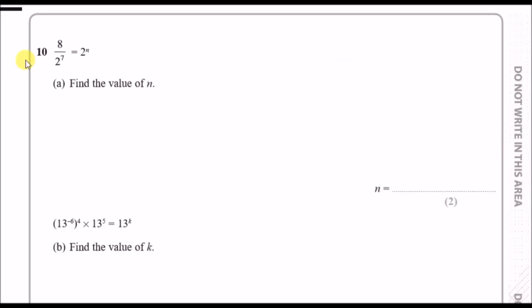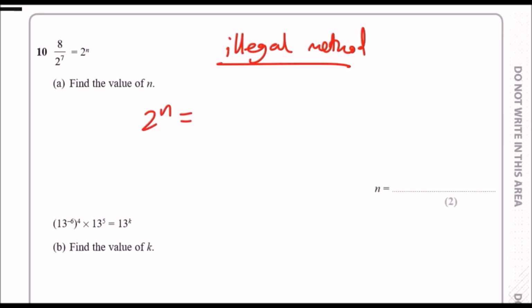Okay, 10. So 8 over 2 to the power 7 equals 2 to the power n. Find the value of n. If you want to do this super fast, and since you've got your calculator, there is something I call the illegal method. This one literally makes this problem so easy. The trick is, rewrite this as 2 to the power n equals 8 over 2 to the 7.